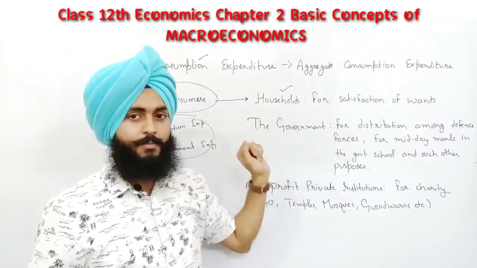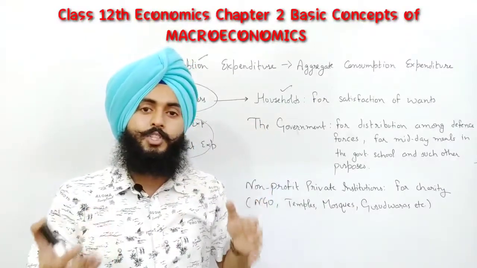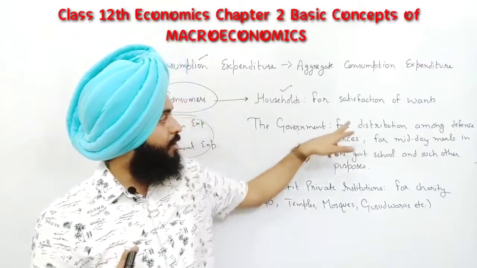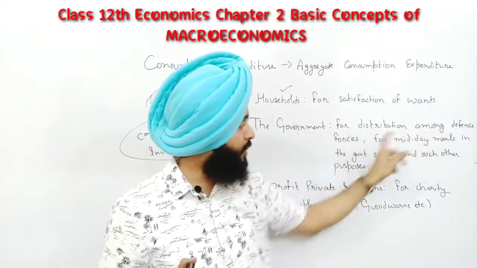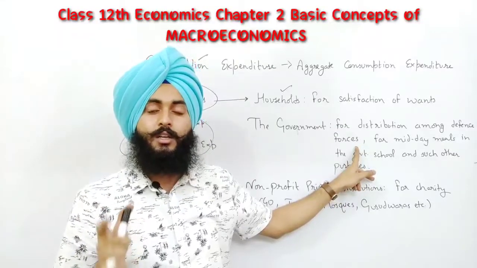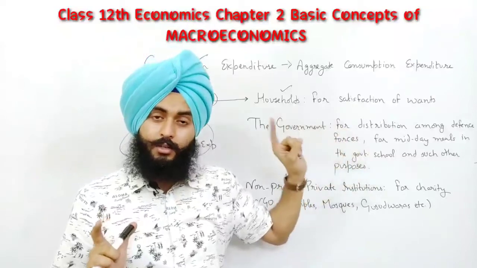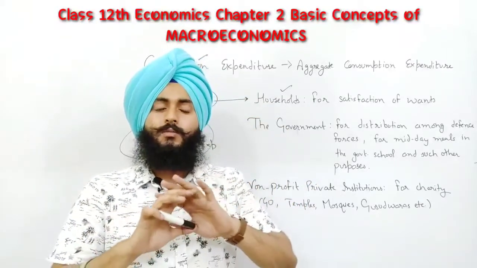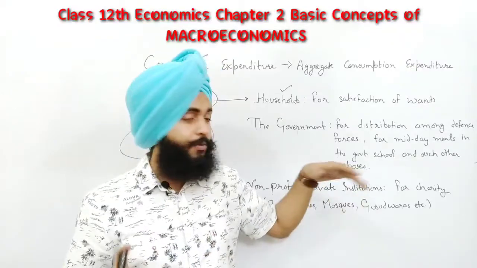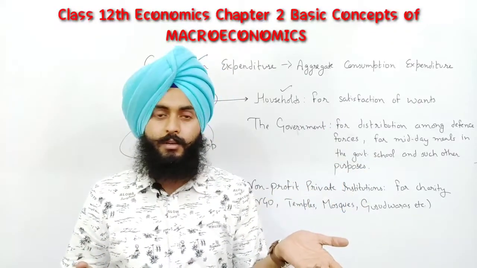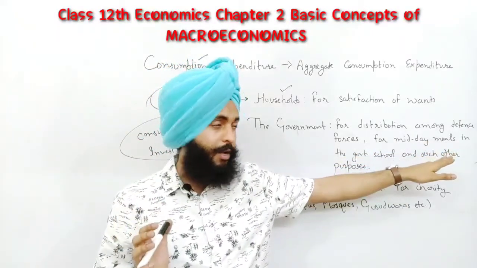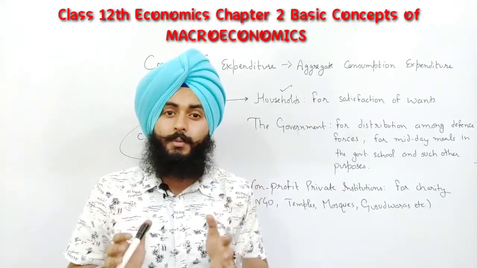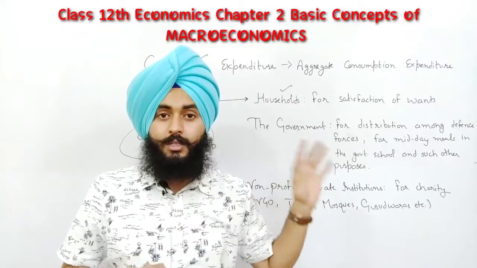Okay, the next one is the government. Now, why is the government purchasing products? Why is the government doing consumption expenditure? Actually, for distribution among defense forces, the government has to purchase arms and many other things for defense, and also for planning and construction. The government has to spend its money for many things, for example, midday meals in government schools and such other purposes. There are so many purposes for which the government does consumption expenditure.